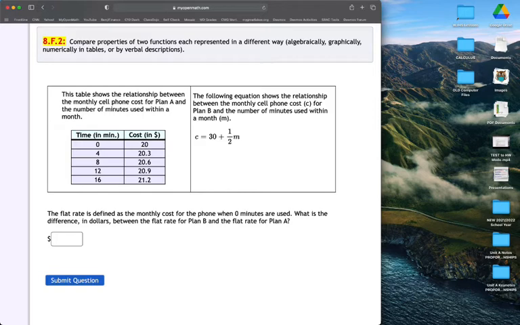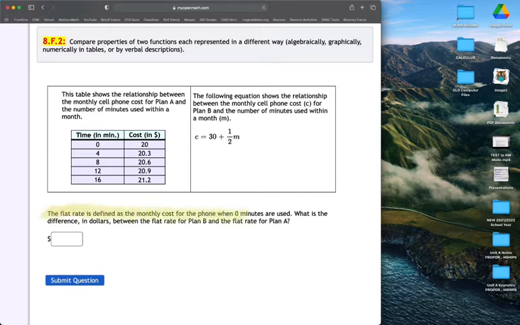Continuing with the standard 8.F.2, which is where we are comparing functions in different ways. Here we have a table, here we have an equation, and in this particular problem, we are trying to find the difference between the flat rate for plan B and the flat rate for plan A. Well, the first sentence above the answer box says the flat rate is defined as the monthly cost for the phone when 0 minutes are used.